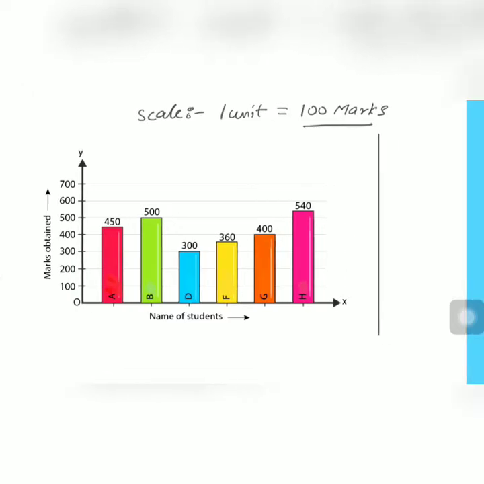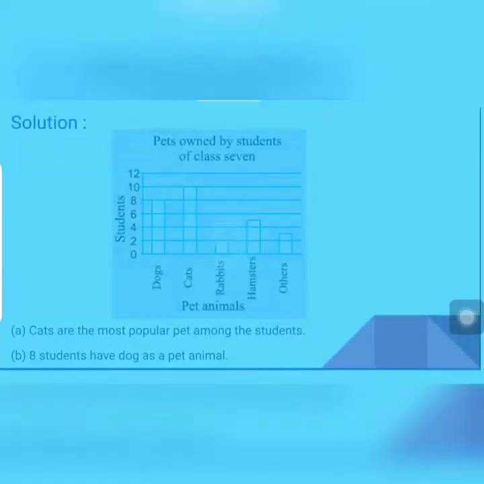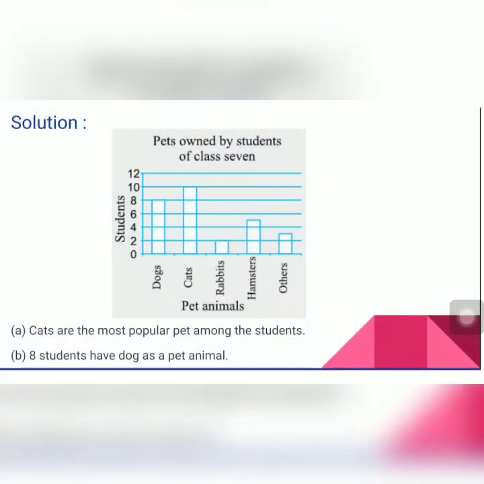Now for detailed information, let us go to the questions from the exercise. The first question from exercise 3.3 is: use the graph to answer the following questions. Which is the most popular pet? How many students have got a dog as a pet? So this is the graph from question number 1.